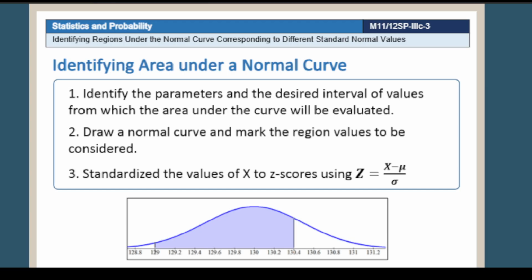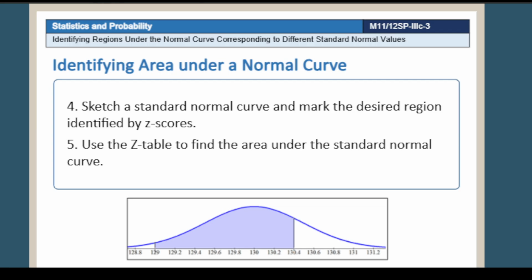Now, how do we do this? To identify, number one, we'll identify first the parameters desired and the desired interval of values from which the area under the curve will be evaluated. The second one, we're going to draw the normal curve and mark the region. And of course, standardize the values of x to z-scores using the formula z is equal to x minus mu over sigma, or x minus the mean over the standard deviation.